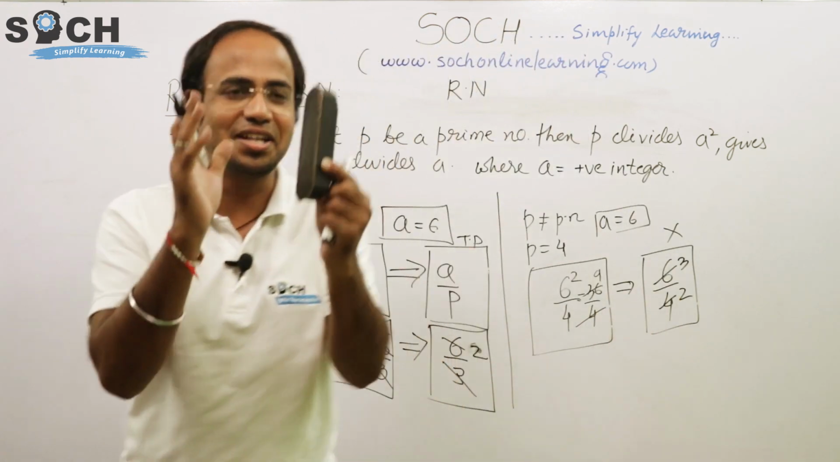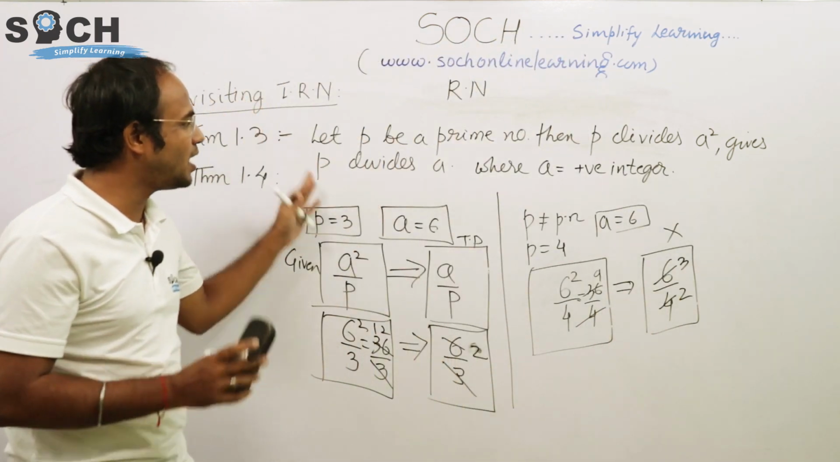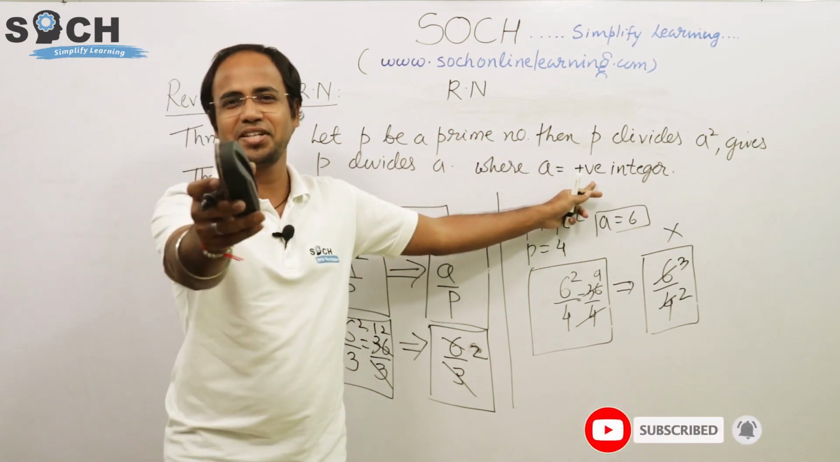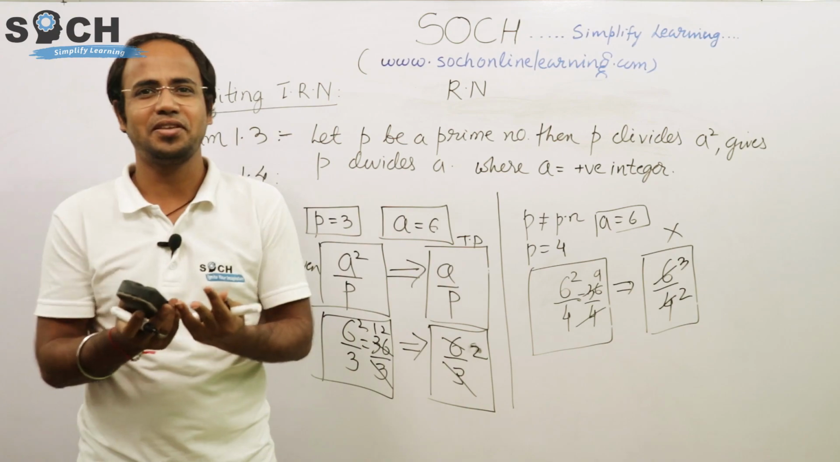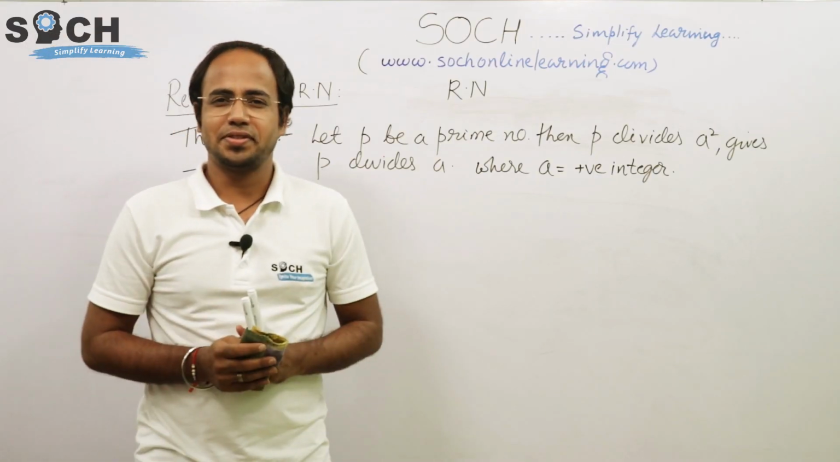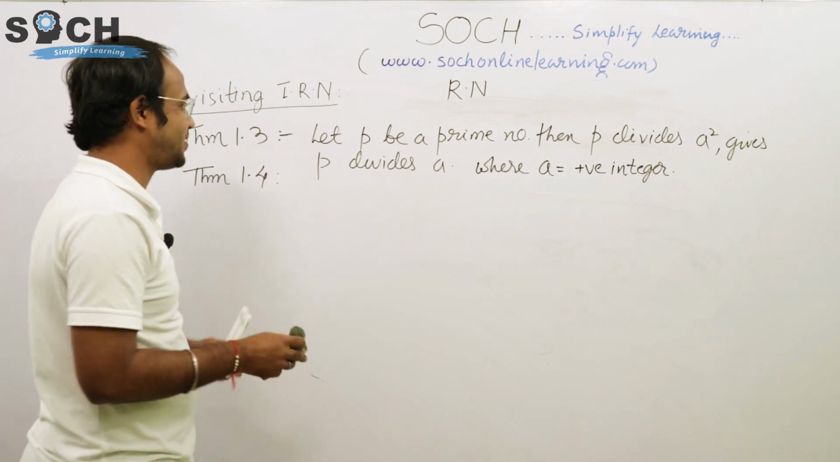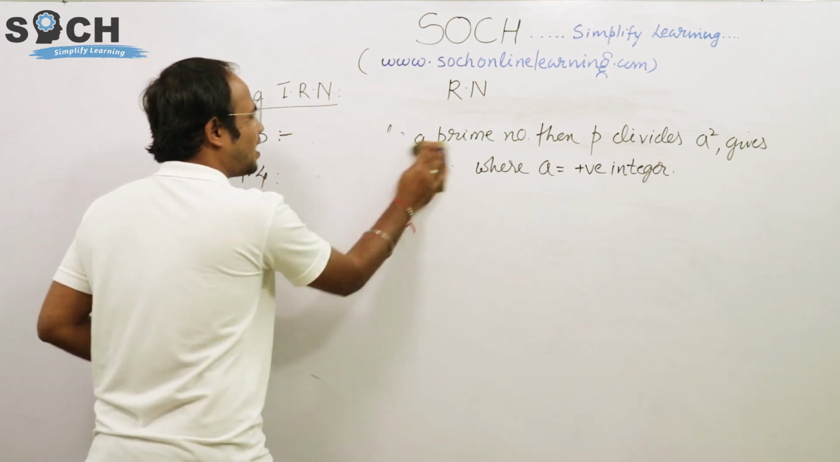That means we understood this theorem can only be possible when p is a prime number and a is a positive integer. So this is the basic theorem. Now my dear students, in SOCH we believe in simplified learning. I would prove it here itself. This statement is very cumbersome.